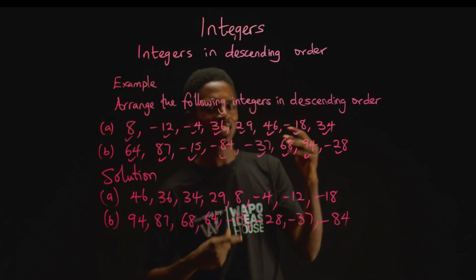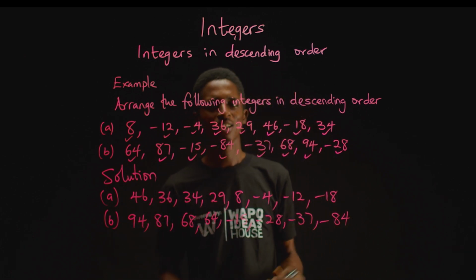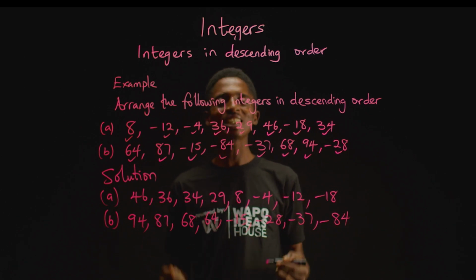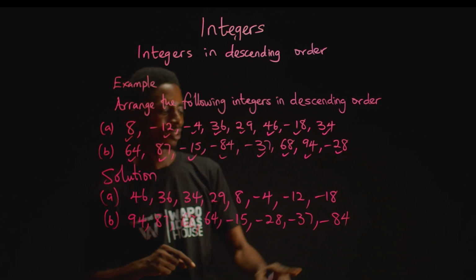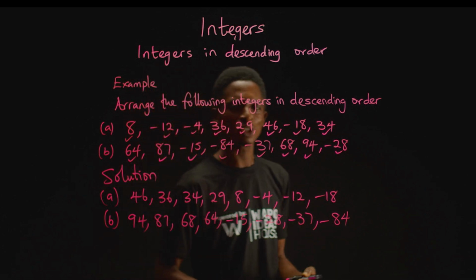When it is in ascending order, you start from smallest to largest. But in descending order, like in this case, we start with the largest number to the smallest. Try this with other numbers.